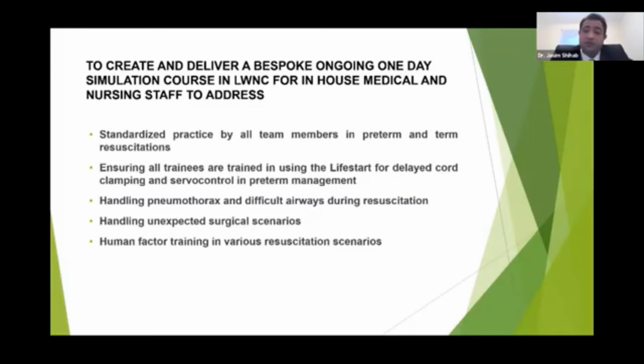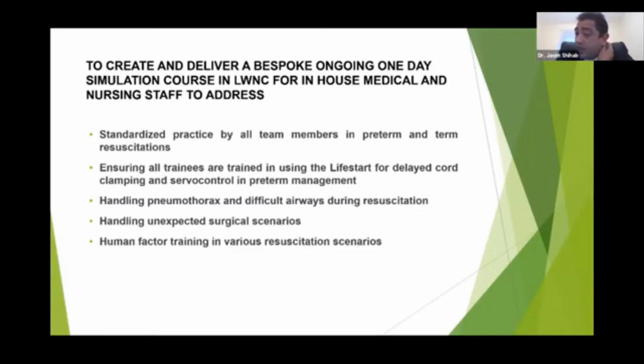Some units do deferred cord clamping with the help of a resuscitaire. Some units are using the Concord vent as well, Concord machine as well. So it's different practices in different units. So we wanted to ensure that all trainees who start with us are trained in using the LifeStart. We also incorporated pneumothorax and difficult intubation during resuscitation. We wanted them to handle unexpected surgical scenarios, which can happen as a non-surgical level 3 unit.